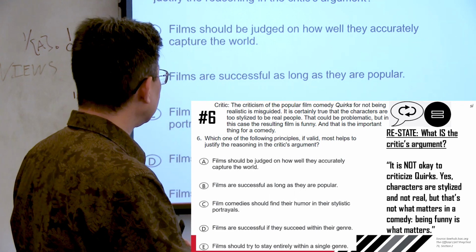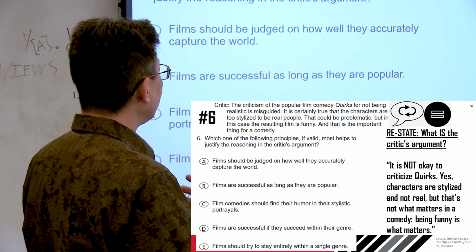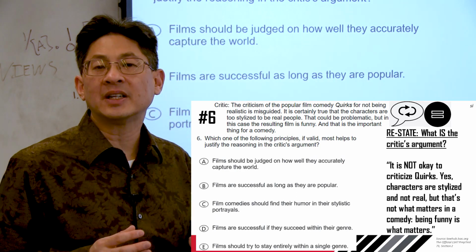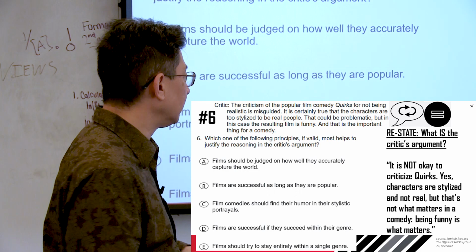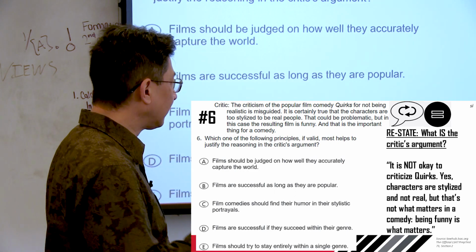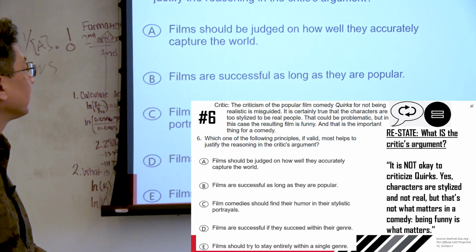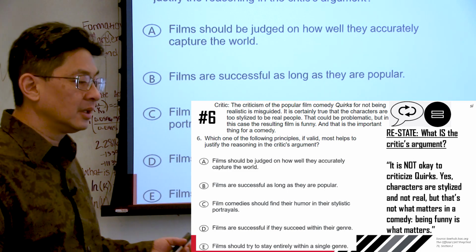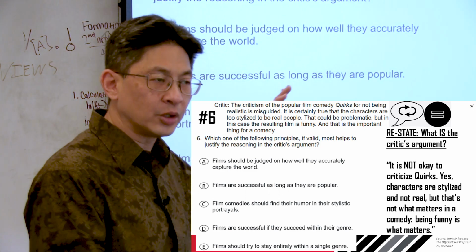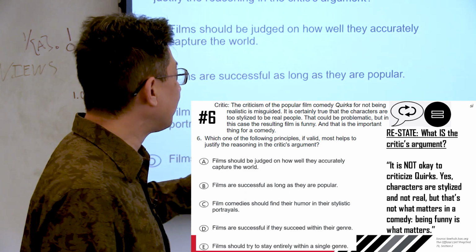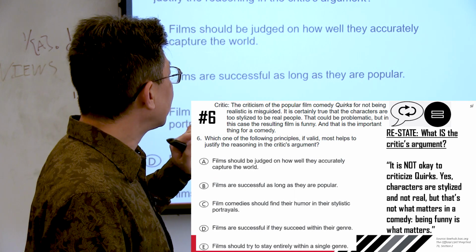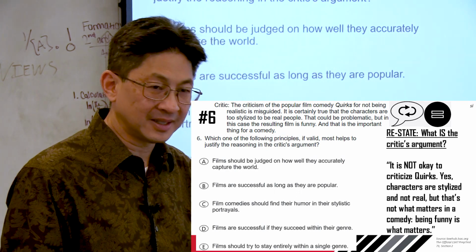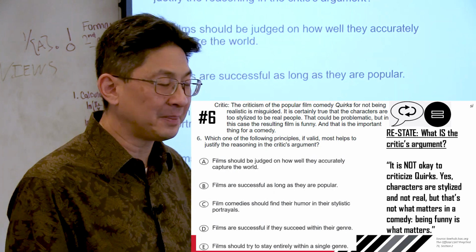He or she has an argument. And now, if the following is true, it's going to help this argument be even stronger. We're trying to find a way to strengthen this argument. So again, we have to break down and think for ourselves. What is the argument? The argument is that it's not okay to criticize Quirks. Again, here's the tricky part. There's a lot of words in there, a lot of double negatives. The criticism of the comedy Quirks for not being realistic is misguided. Those are 3 negative things all happening at the same time.